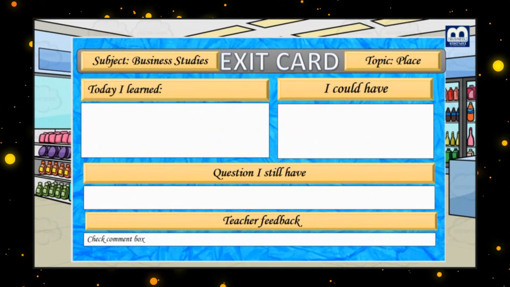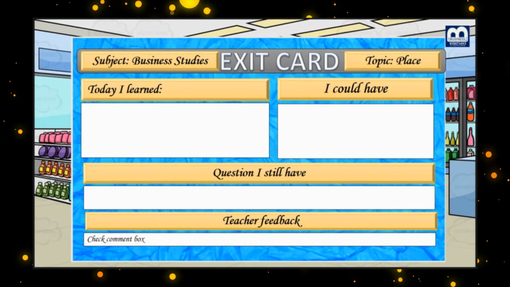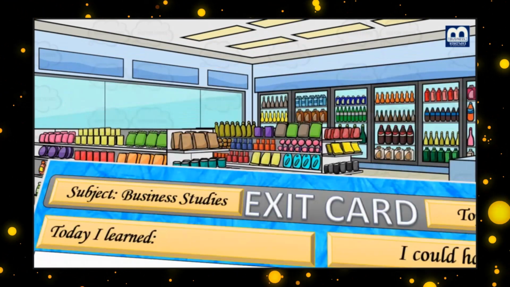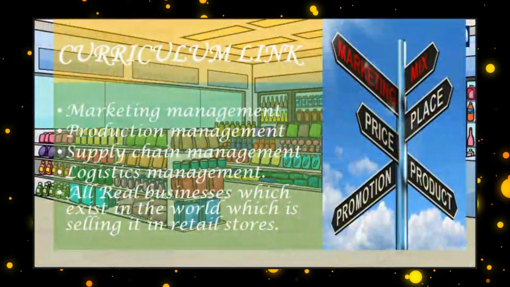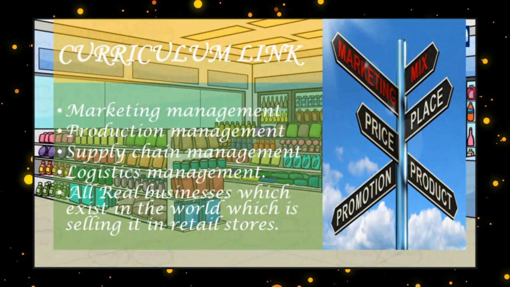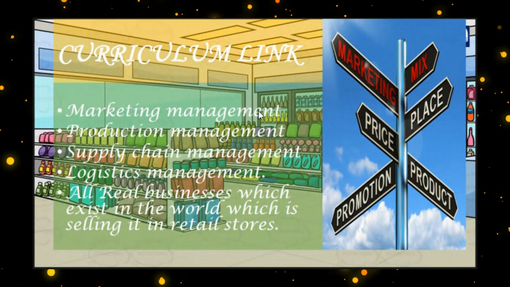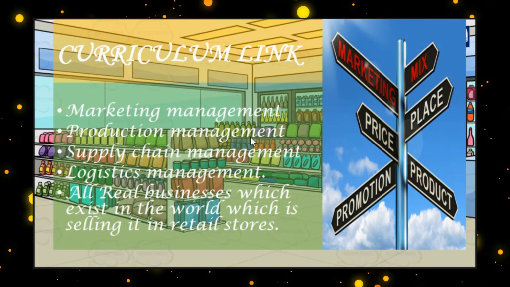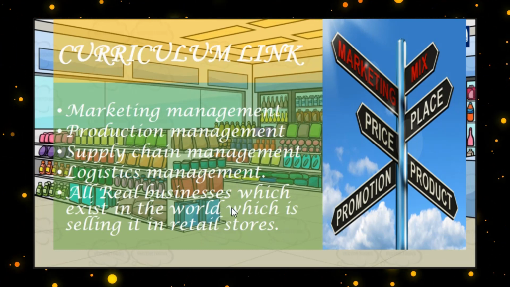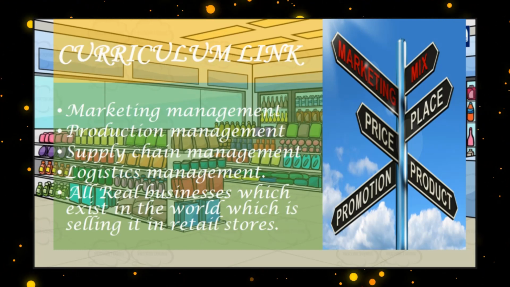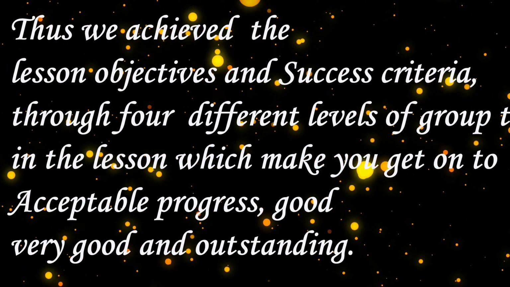An exit card is provided as a Google form which needs to be filled at the end of the session. The goal for the exit card is also seen here. The curriculum link for this session is: this topic is related to marketing management, production management, supply chain management, logistics management, and all the real businesses which exist in the world which sell in retail stores.